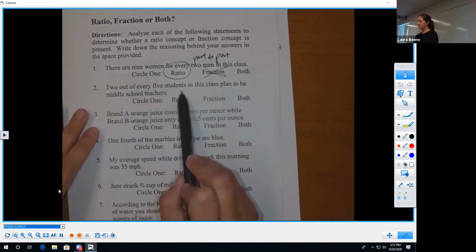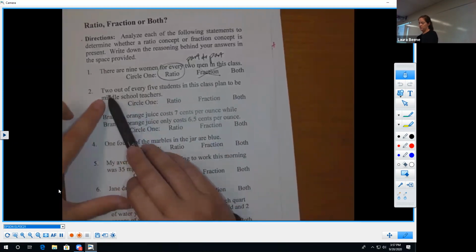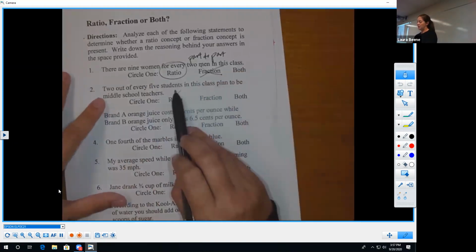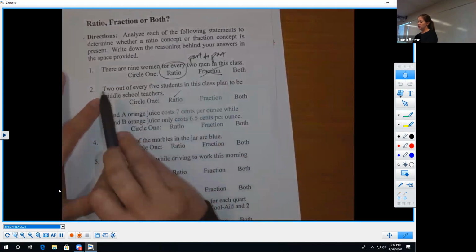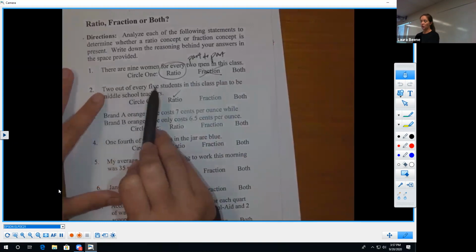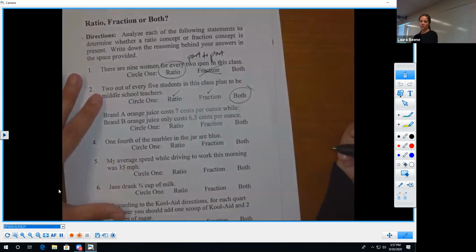2 out of every 5 students in this class claim to be middle school teachers. Is that a ratio? 2 students to every 5 students? Yes, it's a ratio. Is this a fraction? 2 out of 5, could I write that as 2/5? Yes, because this is a part to whole situation. So this would be a fraction, so that would be both in this case.